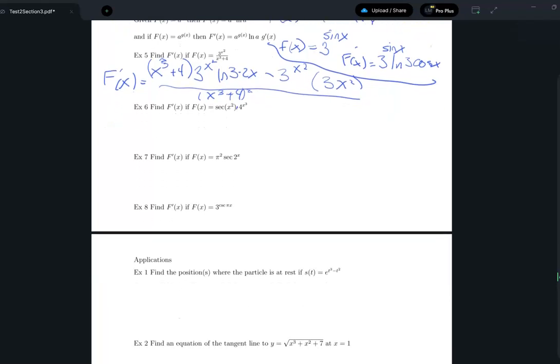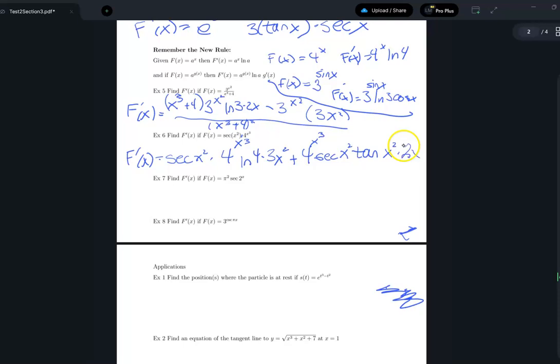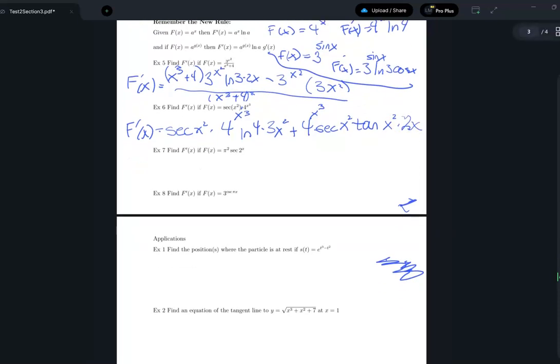Here we have product rule again, so let's do it. So first, secant of x squared times the derivative of 4 to the stuff, which is 4 to the stuff, ln of 4, 3x squared, plus, and I'll carry along this 4 to the x cubed, derivative of secant is secant tangent, carry the angle along, and then multiply by the derivative of the angle, which is 2x. Okay, let's finish this one here.